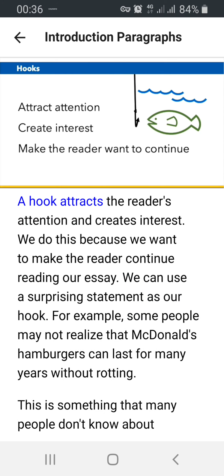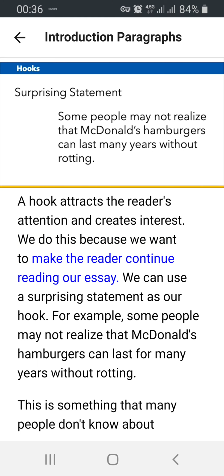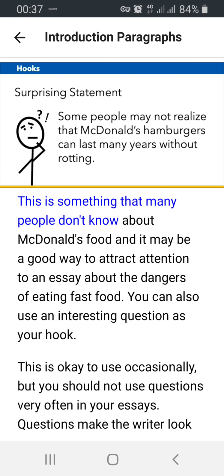A hook attracts the reader's attention and creates interest. We do this because we want to make the reader continue reading our essay. We can use a surprising statement as our hook. For example, some people may not realize that McDonald's hamburgers can last for many years without rotting. This is something that many people don't know about McDonald's food, and it may be a good way to attract attention to an essay about the dangers of eating fast food.